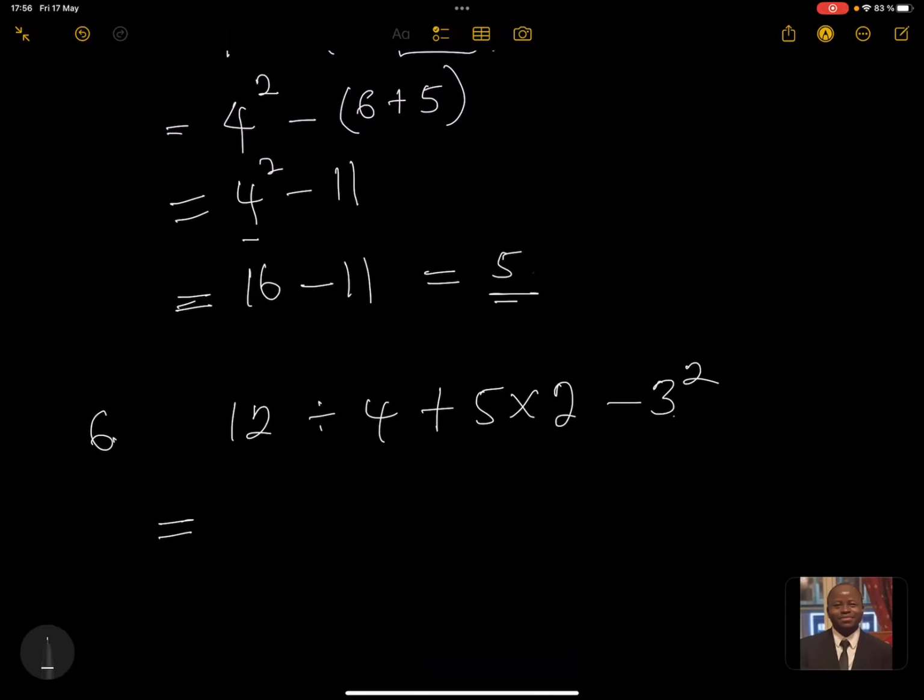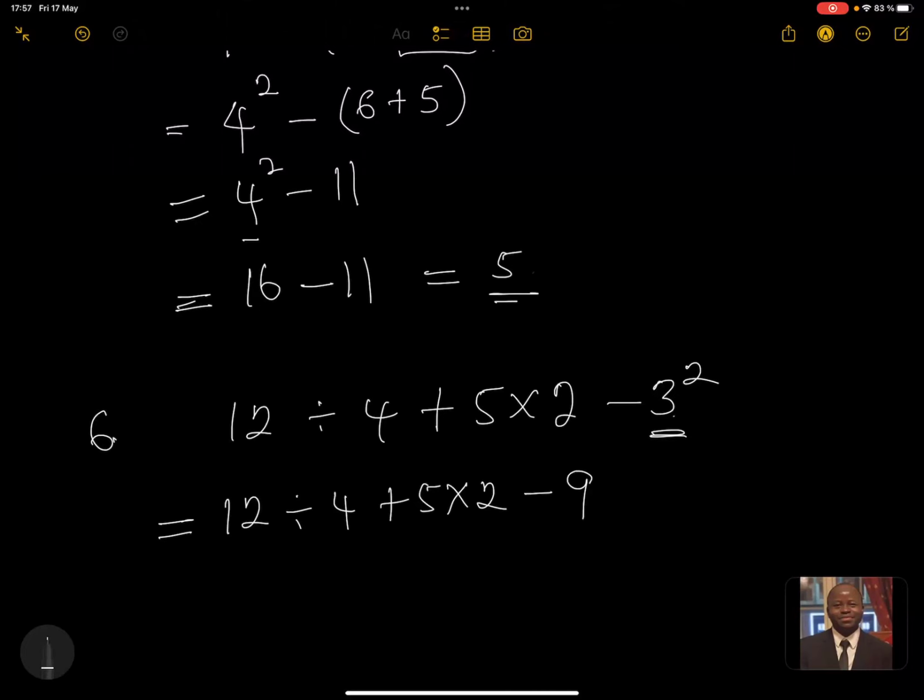According to BODMAS or PEMDAS, we need to start with the brackets. If there are no brackets, we go to exponent or order. I can see one exponent here. I hope you can see that too. So that is where we are starting from. 12 divided by 4 plus 5 times 2 minus 3 squared. It means 3 times 3. And that gives what? 9.